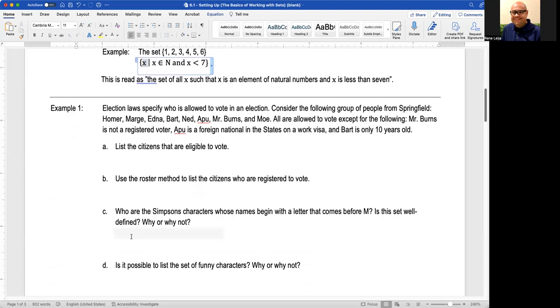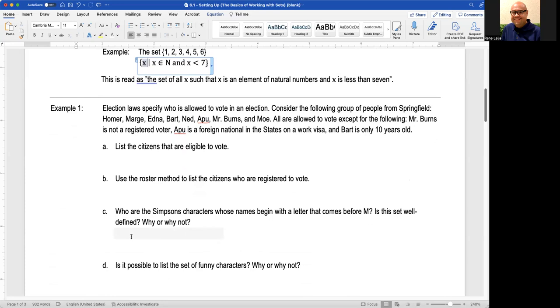All right. So here we go for our example. Example 1. Election laws specify who's allowed to vote in an election. Consider the following group of people from Springfield: Homer, Marge, Edna, Bart, Ned, Apu, Mr. Burns, and Mo. All are allowed to vote except for the following. Mr. Burns is not a registered voter. Apu is a foreign national in the States on a work visa.